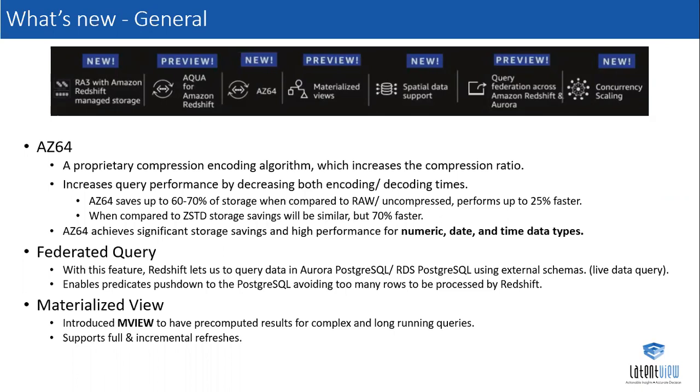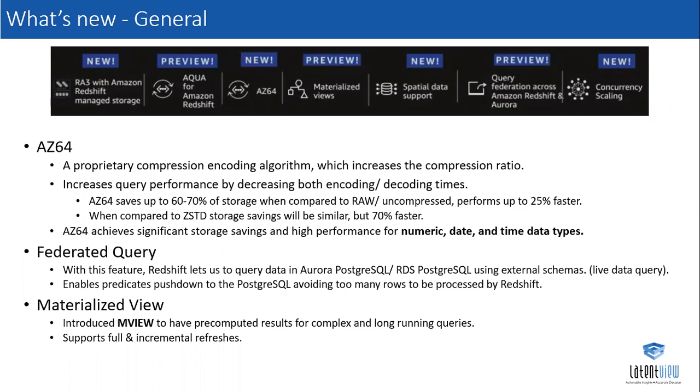That saves up to 60 to 70% of an uncompressed column, thereby reducing overall storage. If you are able to use AZ64 effectively in your data warehouse, you will be saving gigabytes of storage that you are billed for. It also performs better: an uncompressed state is going to perform 25% slower when compared with AZ64.